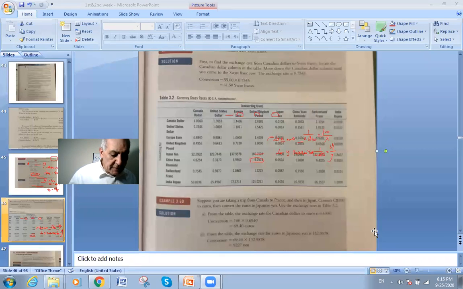So please don't forget how you will move here. Now let's go to slide 47.